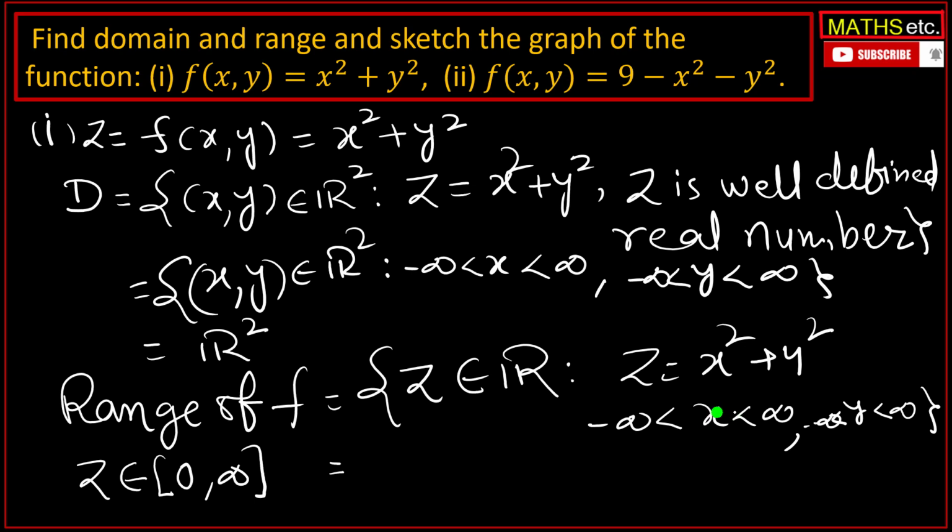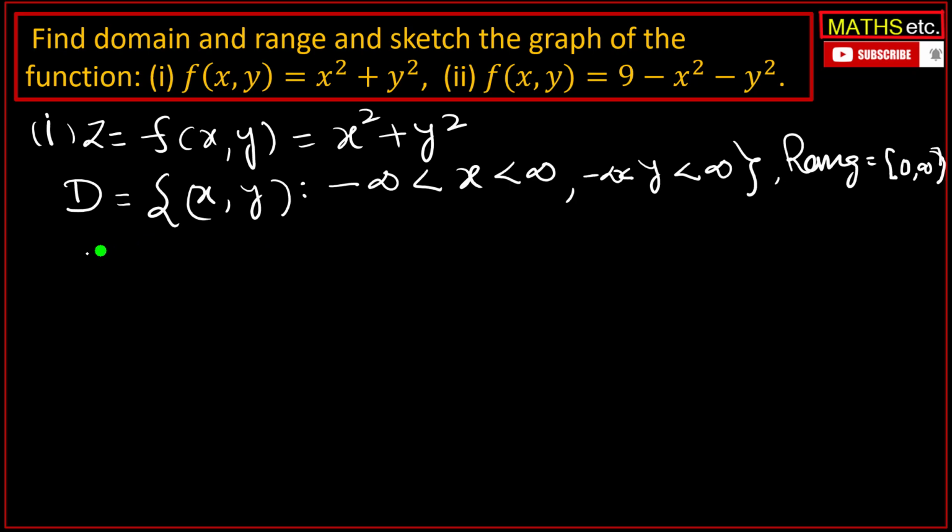What about the maximum value? As x tends towards infinity, and at the same time y also tends towards infinity, the z value will also tend towards infinity. So yes, the range of the function will be the interval 0 to infinity, which includes the number 0. So the domain of this function is the collection of all (x, y) values where x and y belong to these intervals, and the range is the interval 0 to infinity.